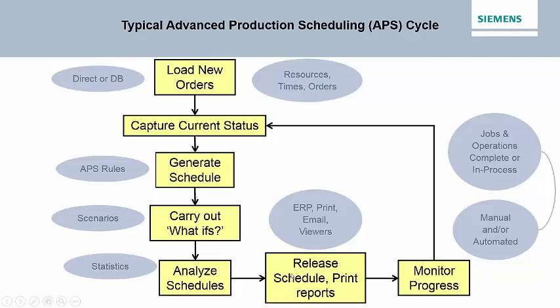Once that decision has been made, the schedule can be released, reports may be printed, others might be displayed on screens throughout the plant. Internal systems monitor the progress of the production orders and the status of machines. And then at some point in the cycle, which could be the end of a shift, the end of a day, or even the end of a week or month, we begin again at the top of the loop. So that is going to be the overall flow of the advanced production scheduling cycle.